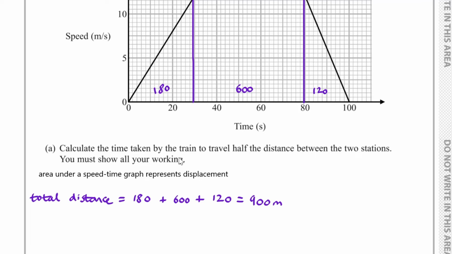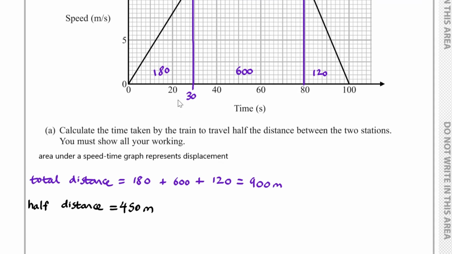And we're looking at the time taken by the train to travel half the distance between the two stations. So over here you can see that half the distance, that's going to equal half of this 900, which is 450 meters. Okay, so hopefully this all makes sense so far. And we want to find out how long it'll take to travel 450 meters. Now, it took 30 seconds, so let's just write this down. It took over here 30 seconds to travel 180 meters, okay?